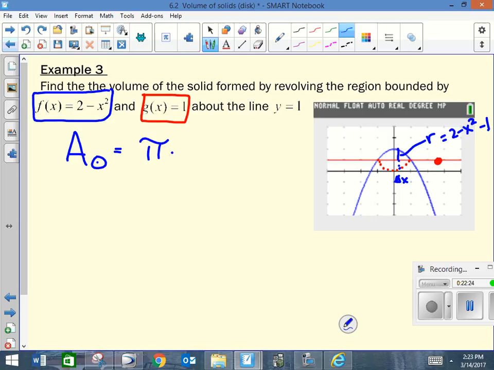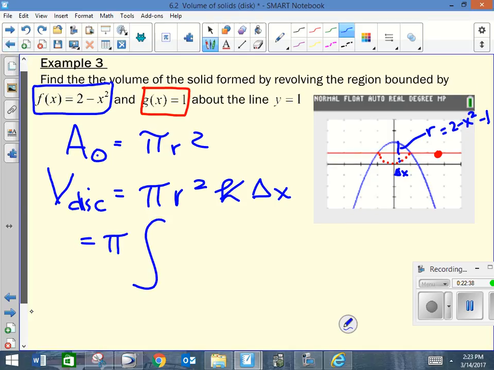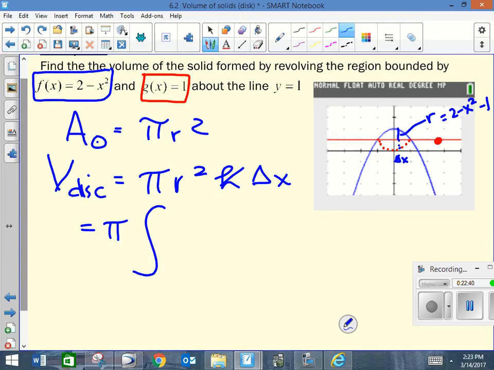Okay, so area, pi r squared, volume, pi r squared h turns into change in x. All right, pi and ready for an interval. Because we're slamming all those discs in there, we're slicing it up. All right, r is 2 minus x squared minus 1, simplified.